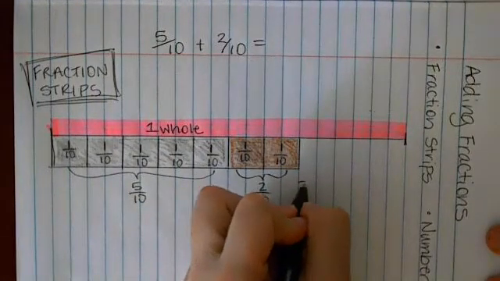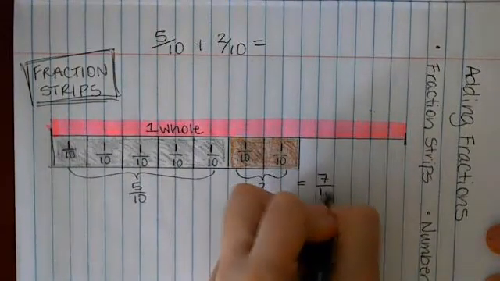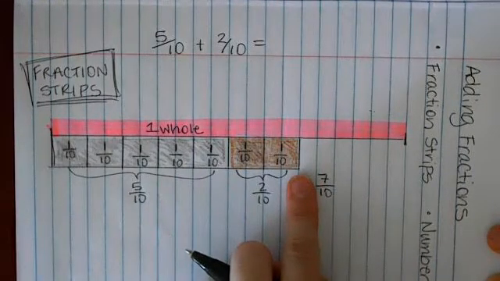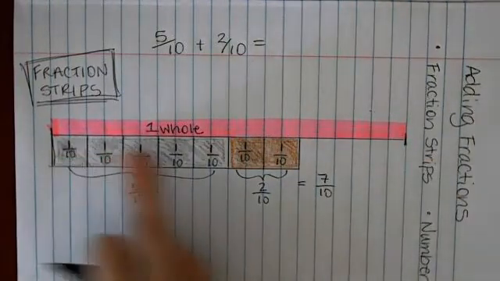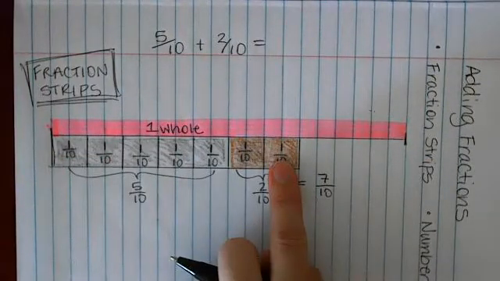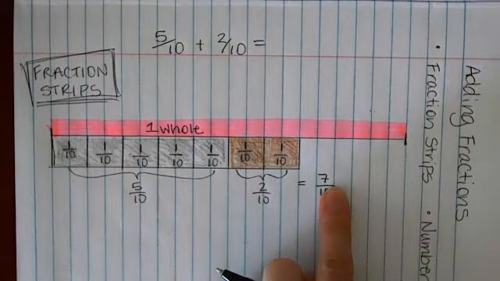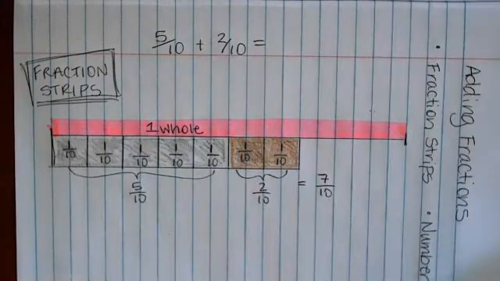Please notice that only the numerator is changing. The denominator is staying the same. Each of these pieces is still a tenth of the whole amount. Therefore, we're just adding up how many of the tenths we have. The only number changing is in the top, the numerator, and the bottom, the denominator, is staying the same. They are all still tenths.